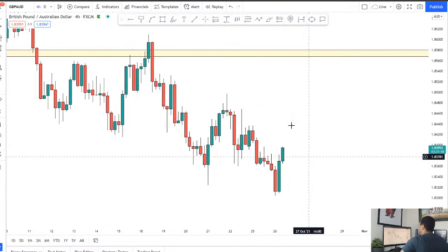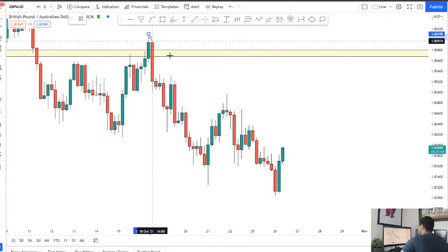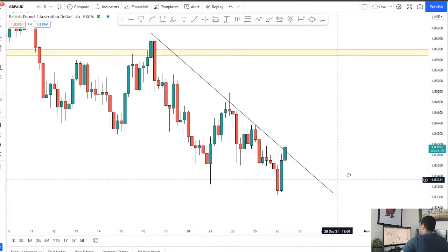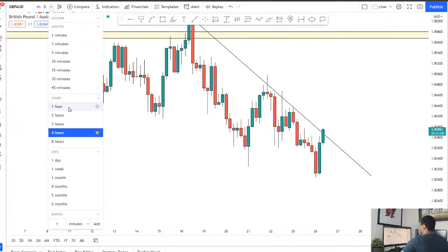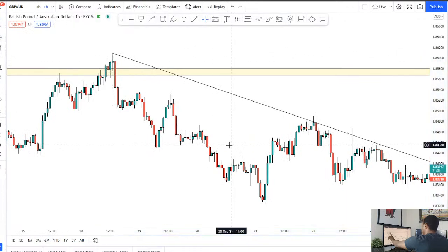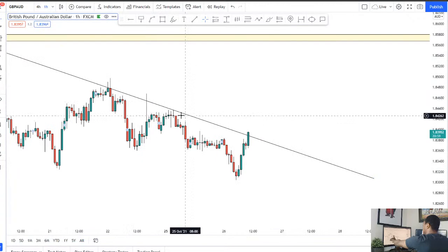I'll probably wait for a bit more confirmation rather than just go long straight away, because we could easily just roll over. We do have this bearish trend line here, so maybe a break of that bearish trend line on the 4H will make a lot more sense. You can see that on the hourly, just connecting these major lower highs. We've got first test up there, second test there, third test there, fourth.